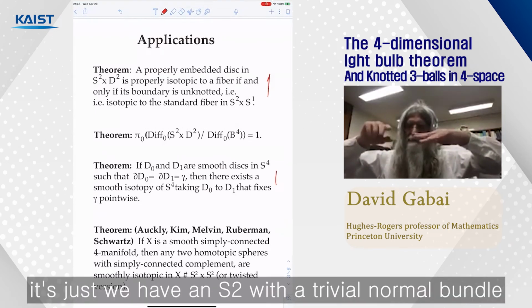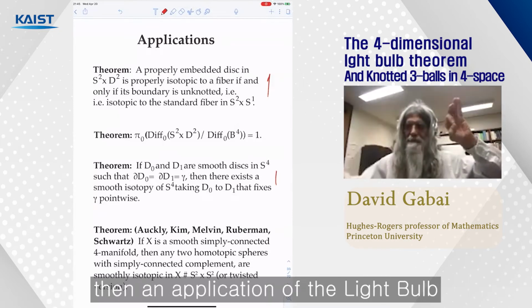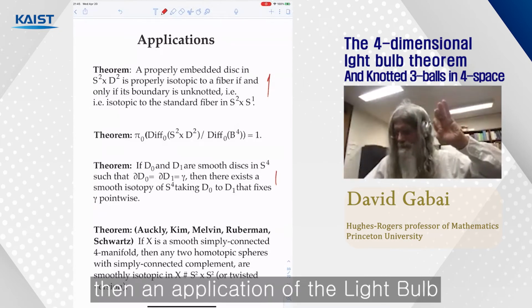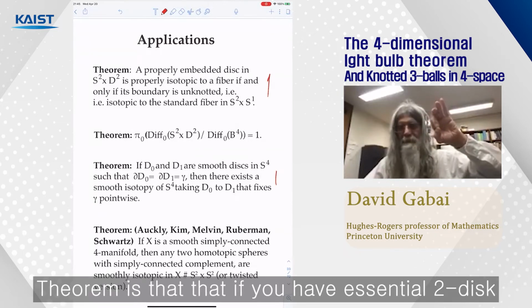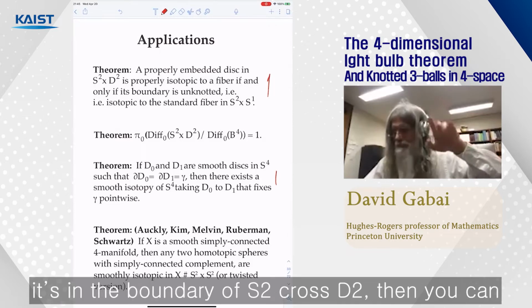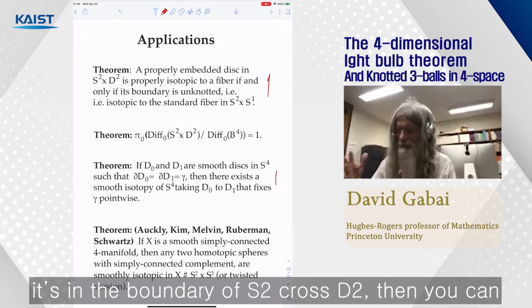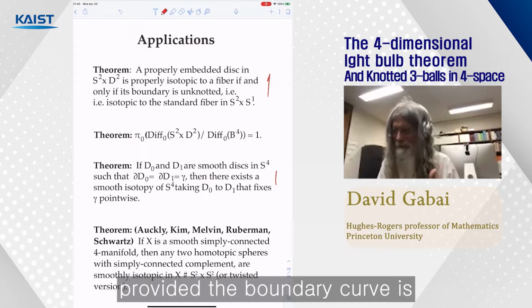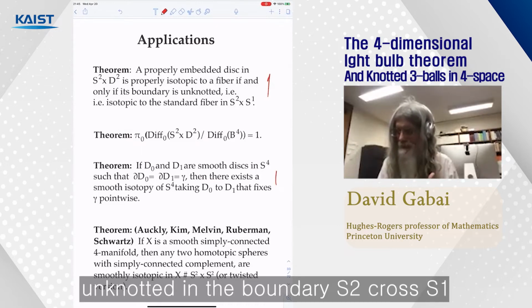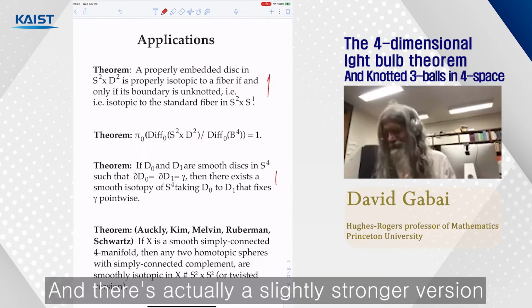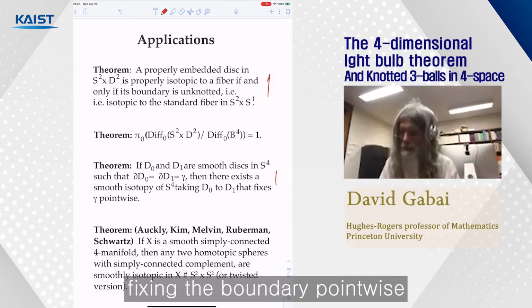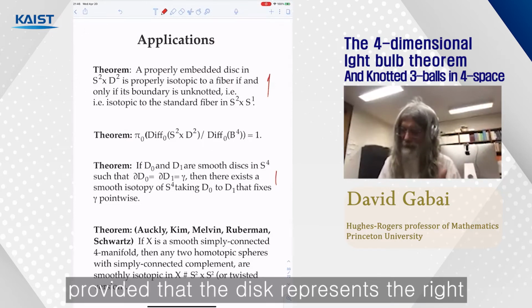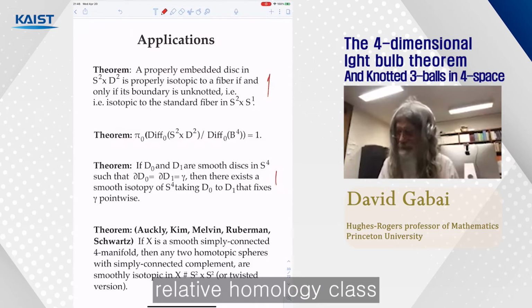And on S2 cross S2, you have an S2 with a trivial normal bundle, then an application of the light bulb theorem is that if you have an essential two disk, its boundary in the boundary of S2 cross D2, then you can isotope it to the standard two disk, provided the boundary curve is unknotted in the boundary S2 cross S1. And there's actually a slightly stronger version that you can do this isotopy fixing the boundary pointwise, provided that the disk represents the right relative homology class.